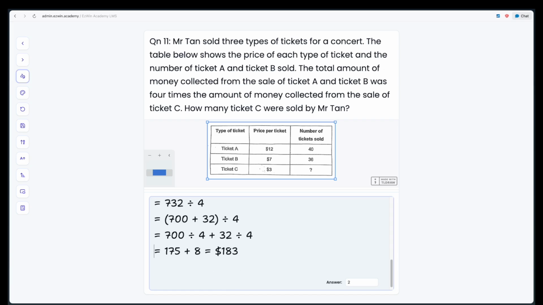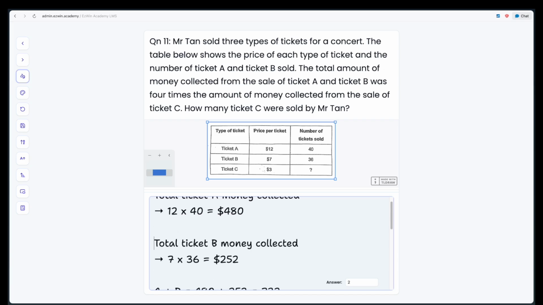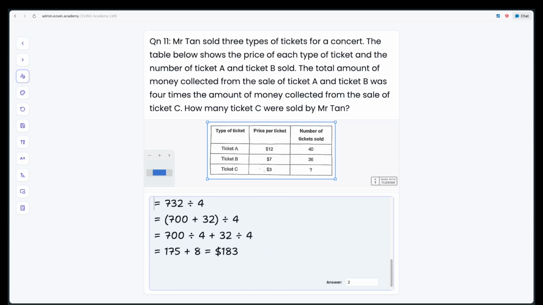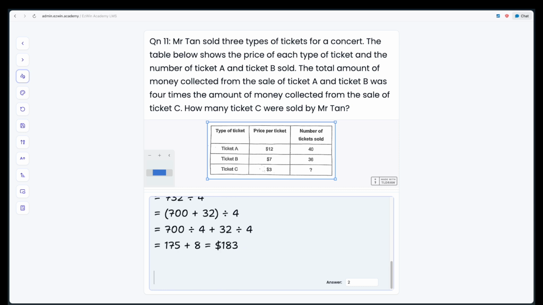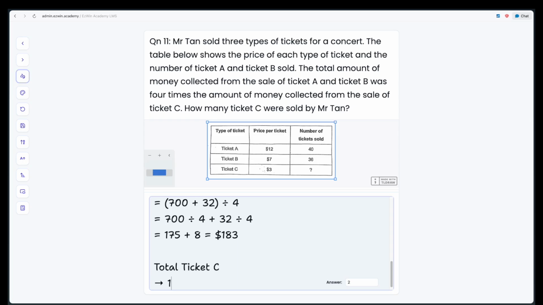So this is the total amount of C, $183. So total ticket C money collected. That means the number of ticket C is, since one ticket is $3, 183 divided by 3. 180 divided by 3 is 60, so this will be 61 tickets. Okay, so the answer to this question is 61. There you go.